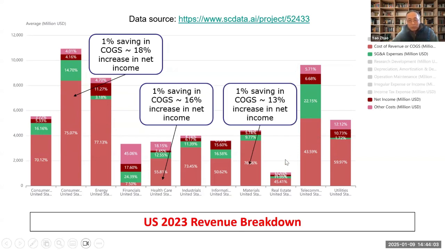Now, finally, let's look at materials. That's the chemicals, the metals, and so on, including construction materials. A 1% saving will lead to a 13% increase in net income. Now, you can tell students how important supply chain management or operations is. A small percentage of savings in the cost of operations and supply chains will lead to a significant increase in net income and consequently the stock price.